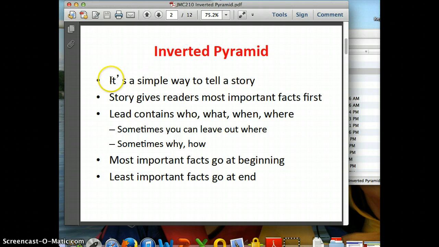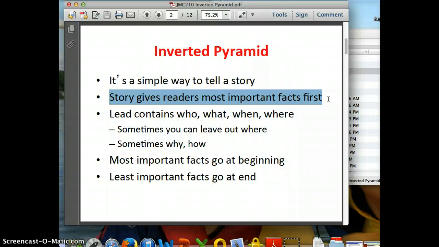So the inverted pyramid, the easiest way to look at it is it's a simple way to tell a story. It's very simple to write, simple to edit, simple to read. So it's great for journalism. The main thing to know about the inverted pyramid is that the story gives the readers the most important facts first. The most important facts come first, the least important facts come last.